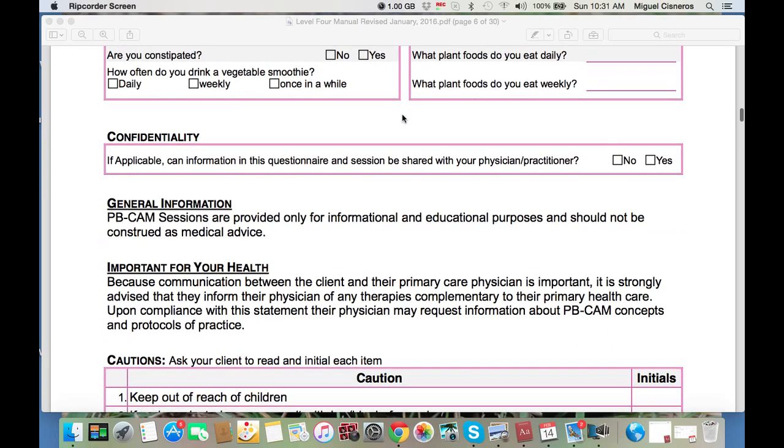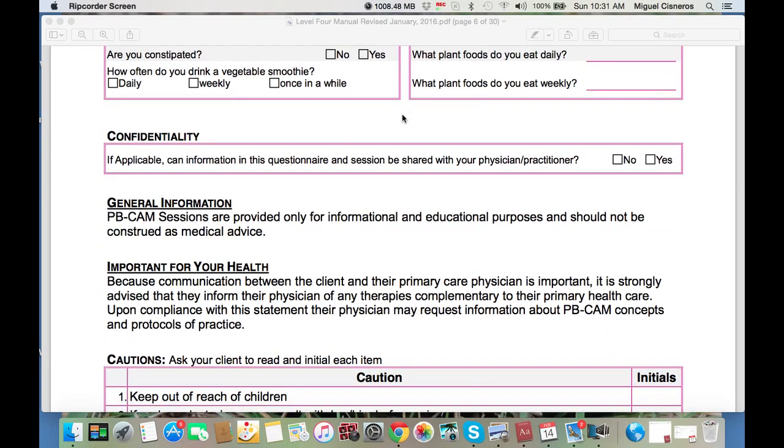Confidentiality. This has been proven in court. So this is one of the legal things that we have. If applicable, can information in this questionnaire and session be shared with your physician or practitioner? Now, if they do not sign this or they do not check this, if they say no, and let's say their doctor calls us for information of what we did, we cannot discuss this case. If we do, we're breaking the law.